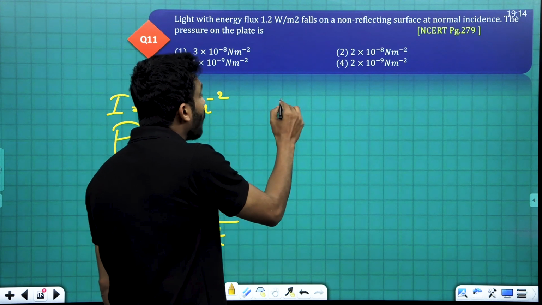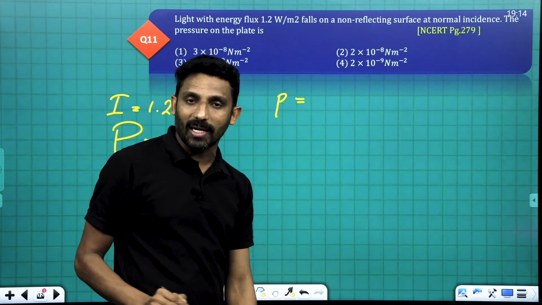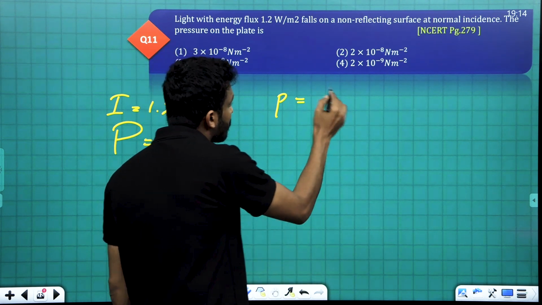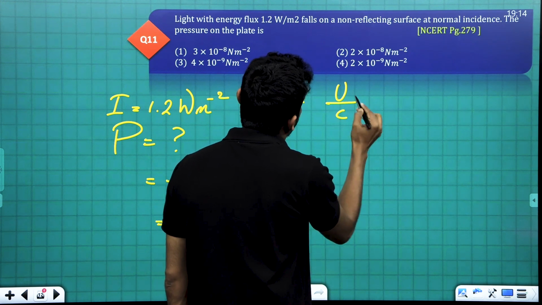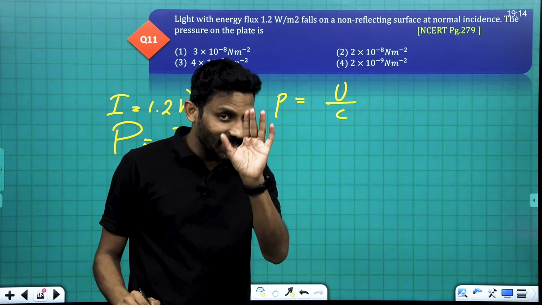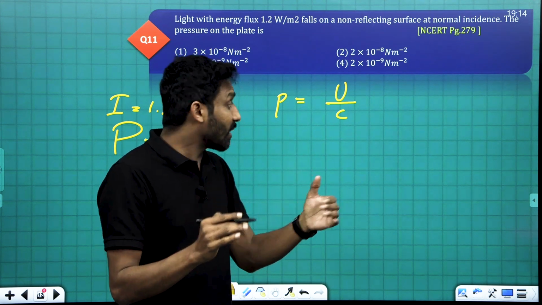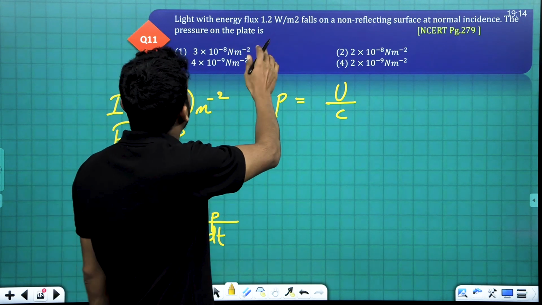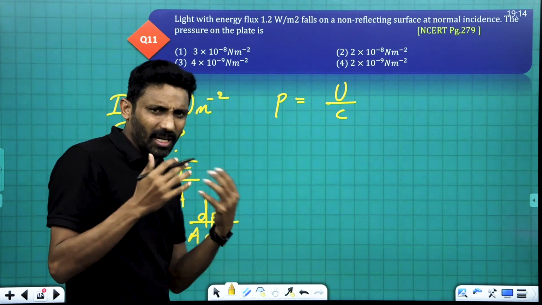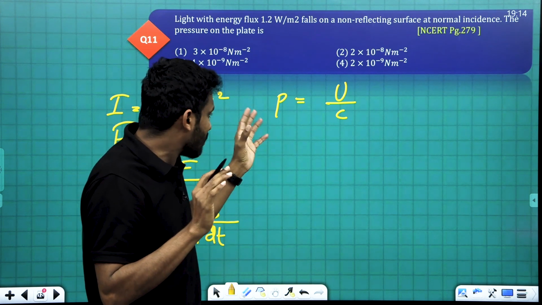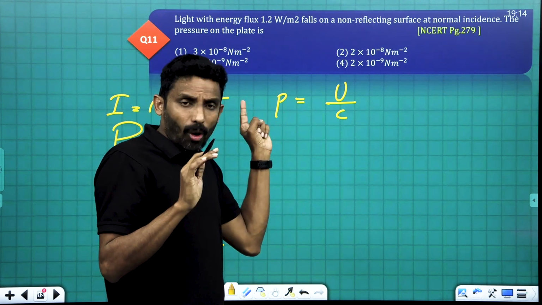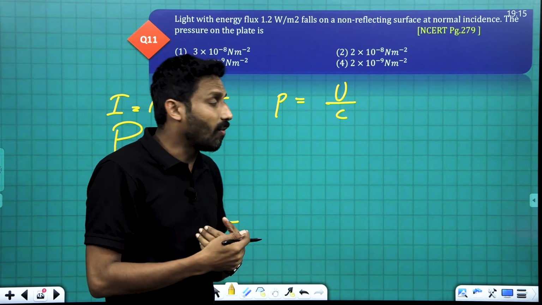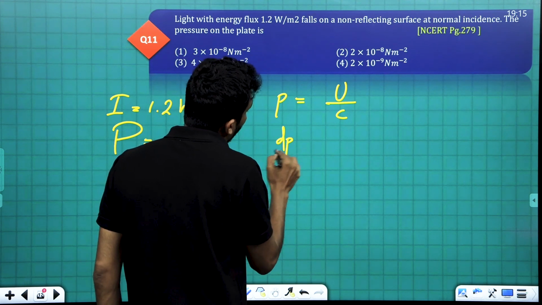The momentum exerted by the electromagnetic wave is energy divided by c. This U is not energy density, it is simply energy. We can write E also here, but then it will be confusing because we already mentioned electric field in the previous question. So just take this formula: the momentum of the electromagnetic wave is energy divided by speed of light. Then what will be dP by dt?